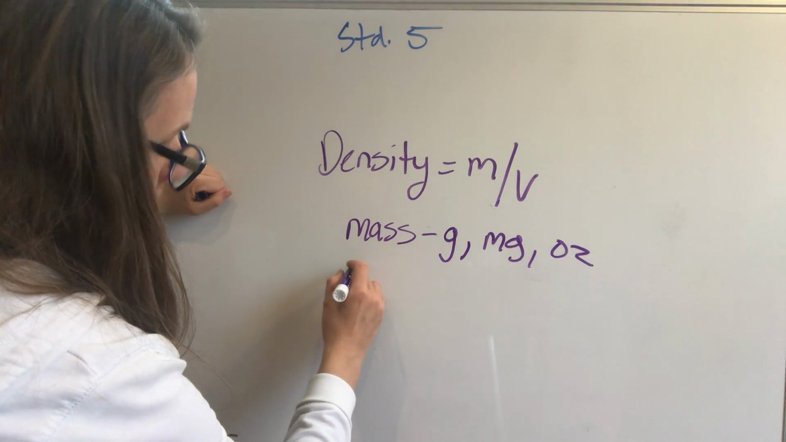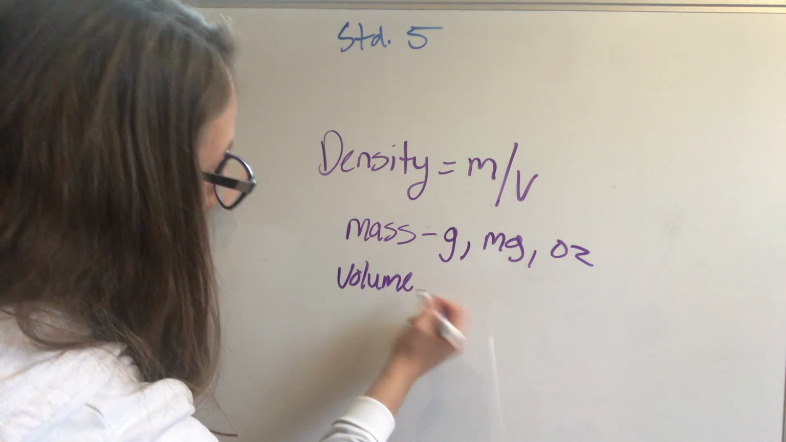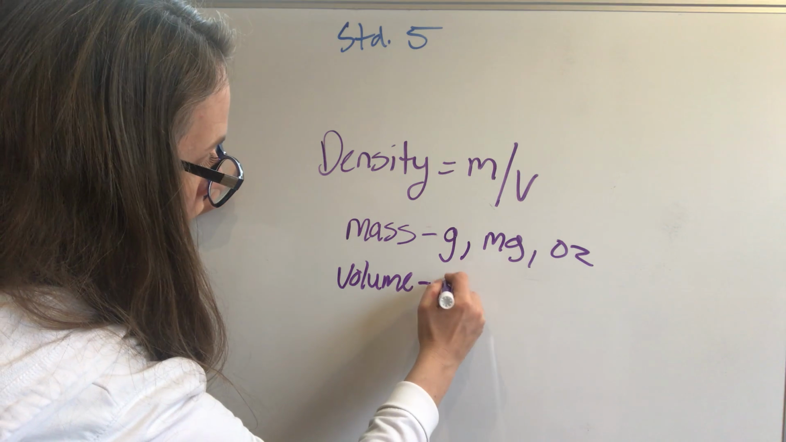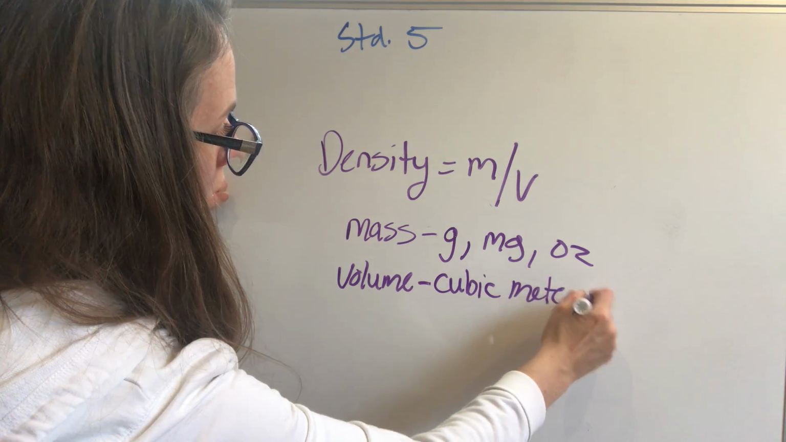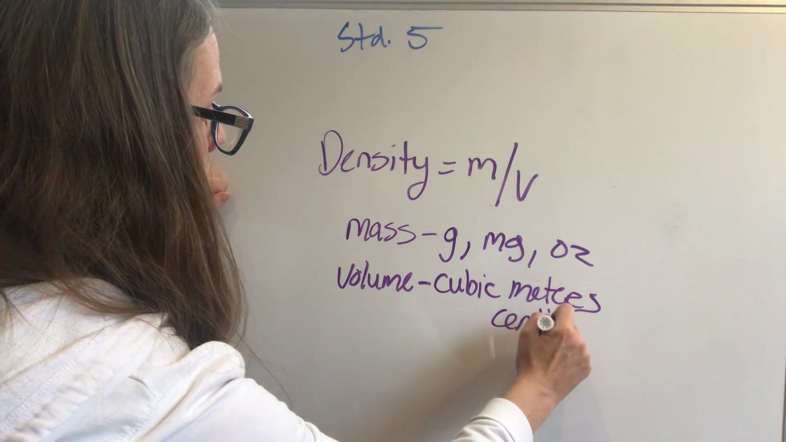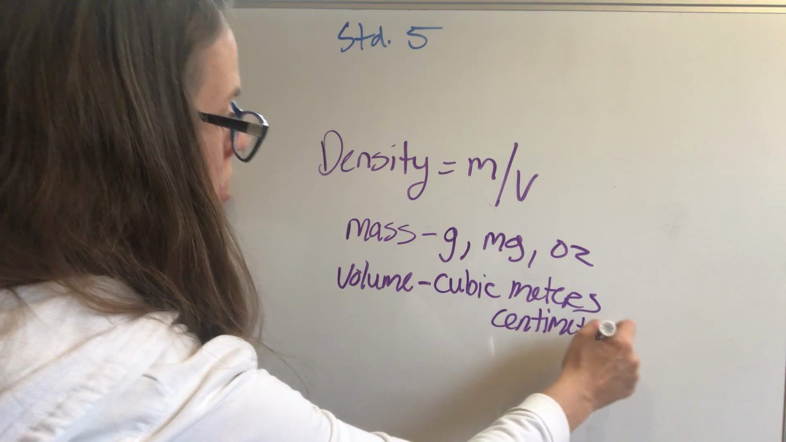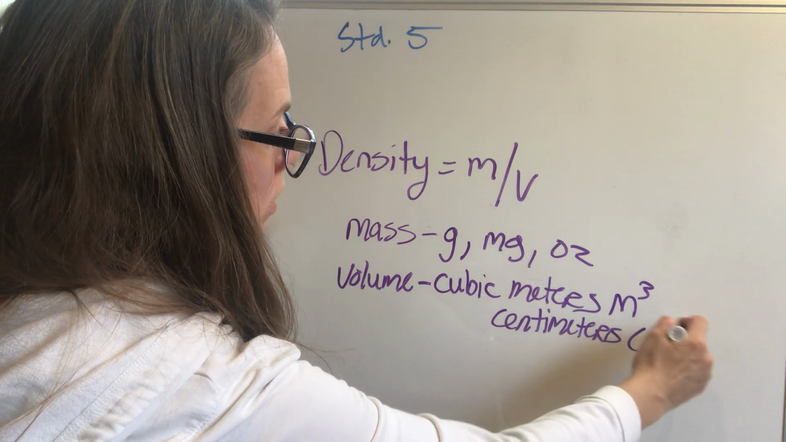And then the volume, circumference, right, is going to be measured in cubic meters or cubic centimeters. And those are written like this: meters cubed or cm cubed.